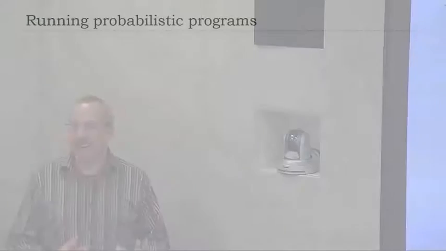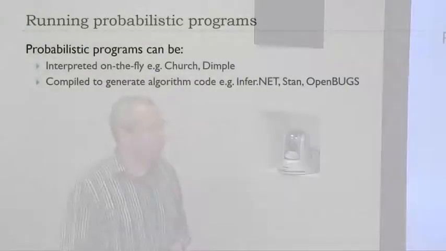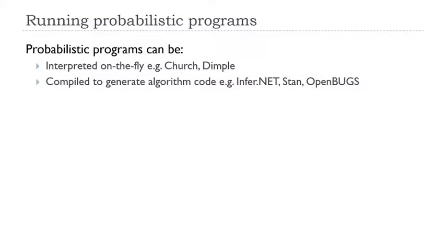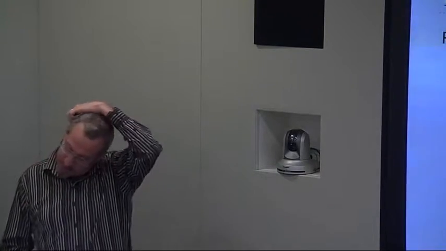We don't actually run probabilistic programs by running them an infinite number of times, or even a very large number of times. There are two general approaches to running probabilistic programs. You can interpret them line by line, or you can compile them to generate machine learning algorithms to compute the outputs that they would give.